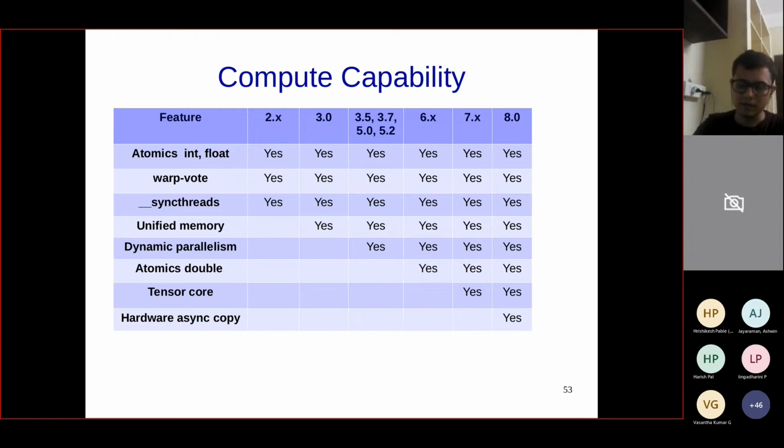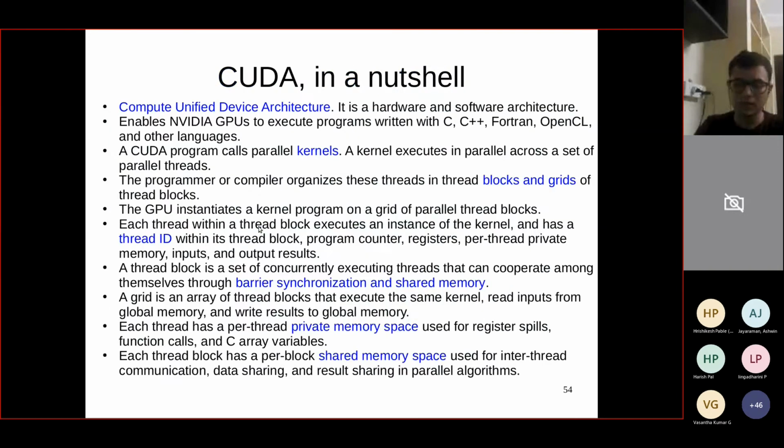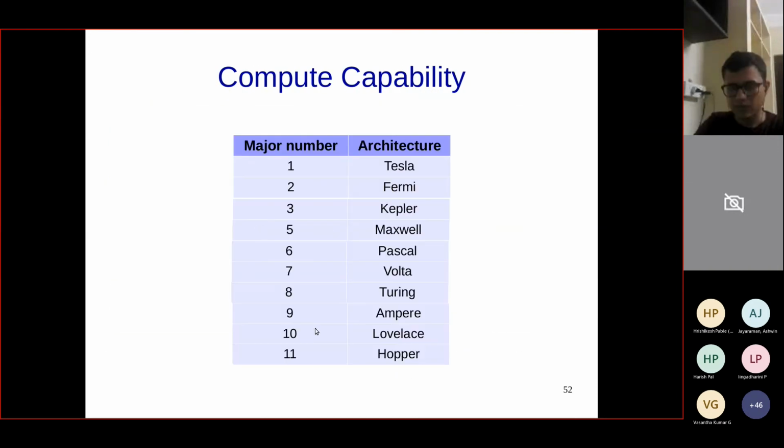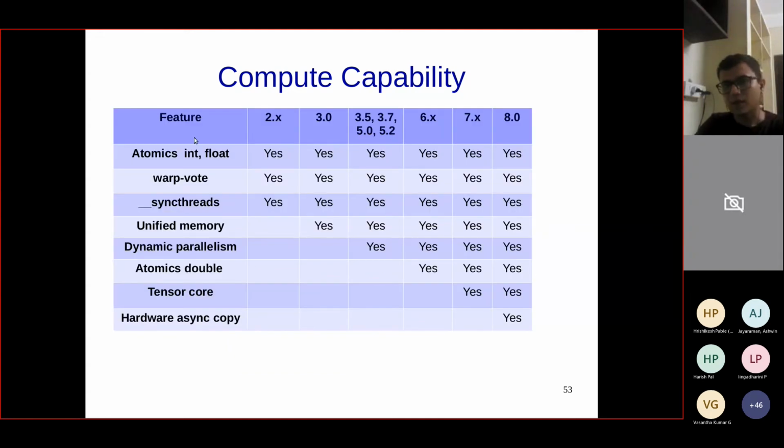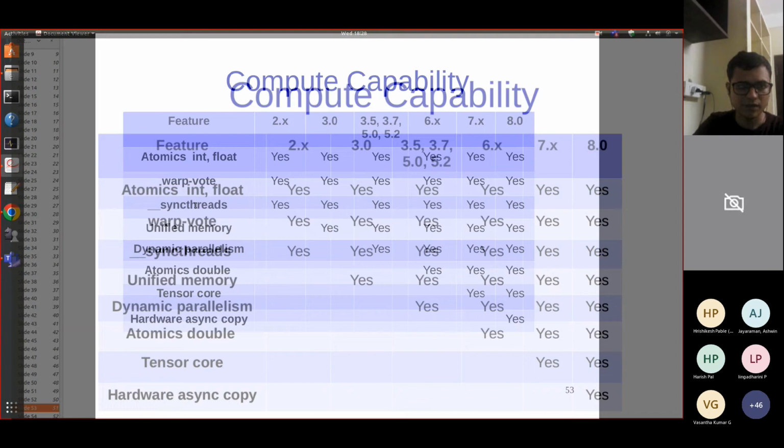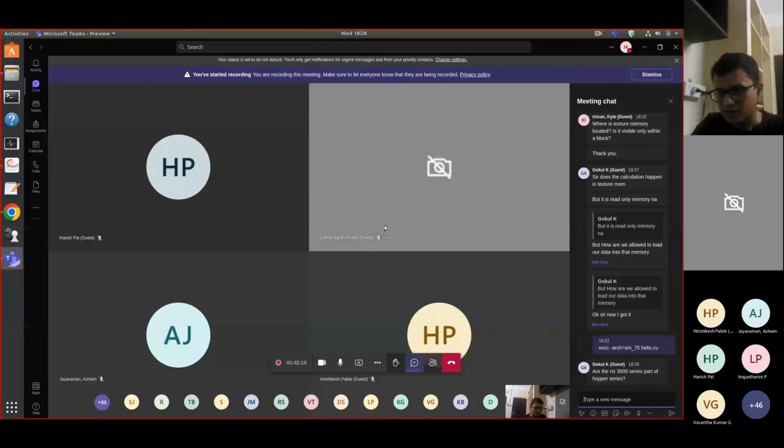As we go farther from 1 to, let's say, 10 or 11, you can see that more and more features are supported by the GPU, and that is what compute capability is. It shows the capability of the hardware to support some or multiple features as compared to its predecessor. I hope that is clear.